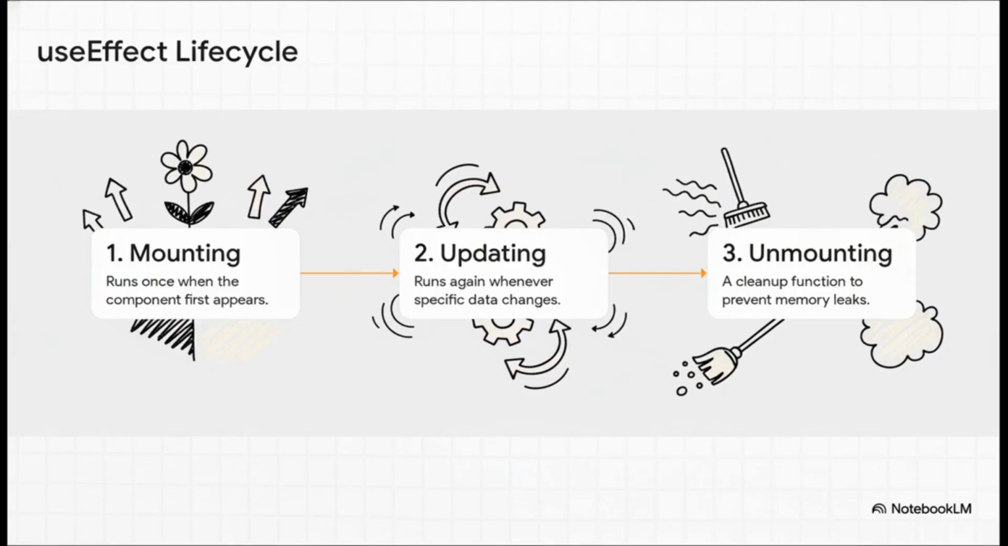First up is mounting. This is code that runs just once, the very first time the component shows up. Then there's updating. This part can run again whenever a specific piece of data changes. And finally, unmounting. This gives us a chance to clean up after ourselves before the component disappears, which is absolutely crucial for preventing bugs and memory leaks.